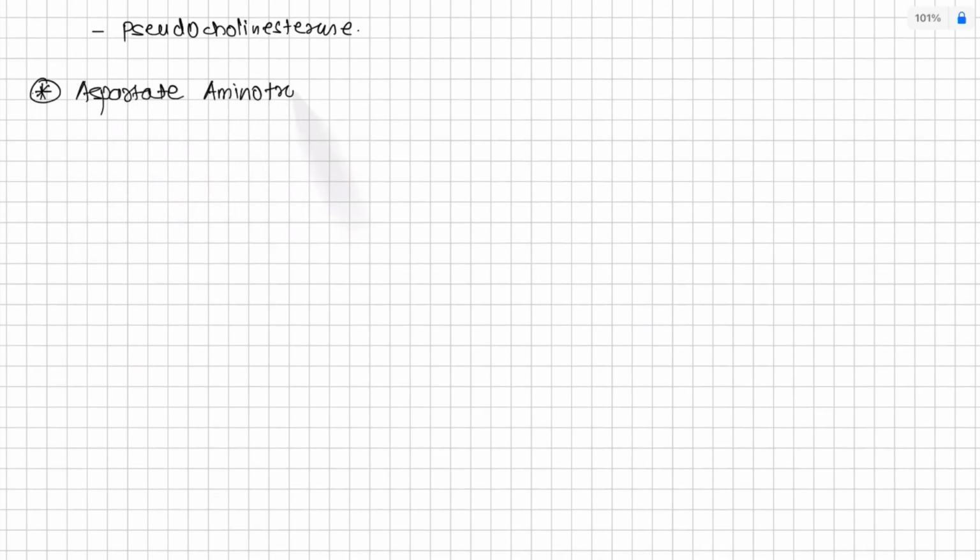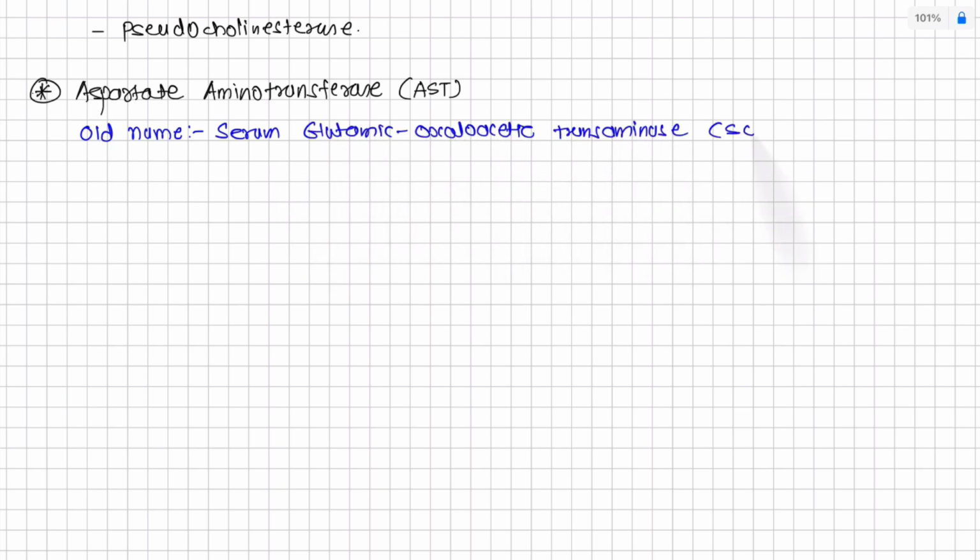Aspartate aminotransferase, this is commonly abbreviated as AST. It was previously known by the older name serum glutamic oxaloacetic transaminase or SGOT, though AST is now the preferred medical terminology. The normal range of serum aspartate aminotransferase activity is 5 to 40 units per liter.